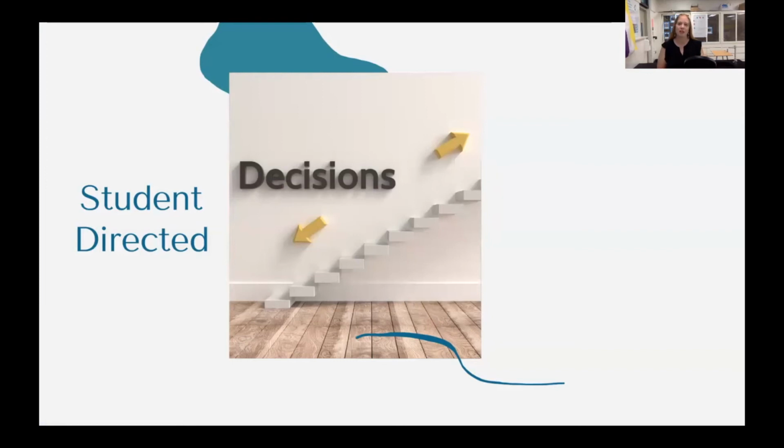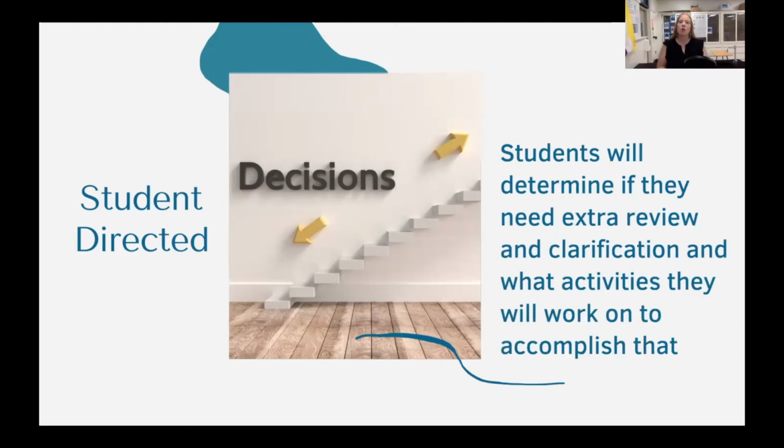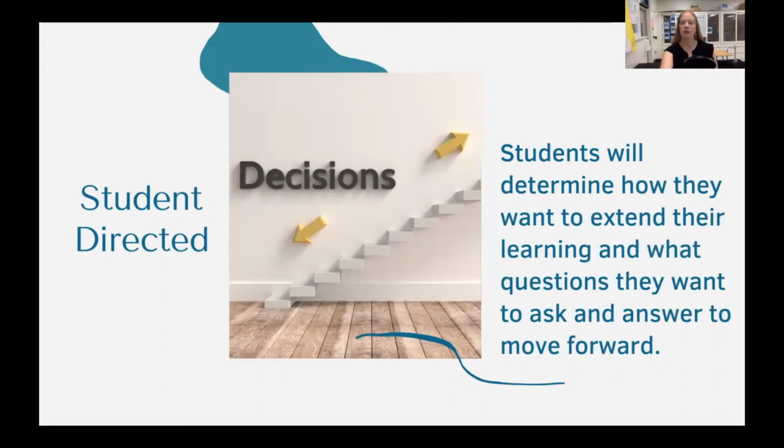But this is student directed, where you're going to teach students how to use their data, their own feedback to lead their learning. You're going to teach them how to look at their own results and how to then make questions and choices based on what their results are showing them. So students, what you can do here, let me just move this out of the way. So students, again, they're going to determine how they want to extend their learning, what questions they want to go.